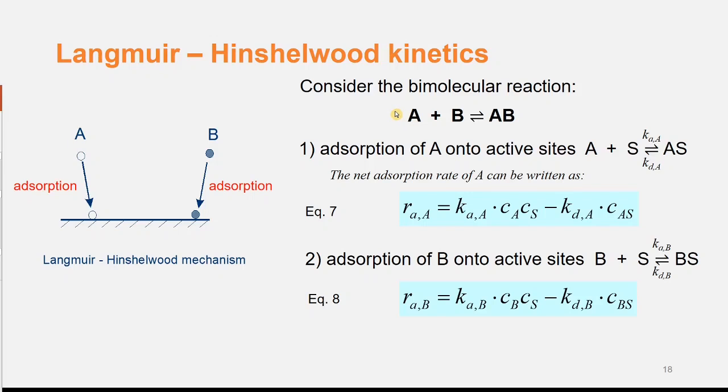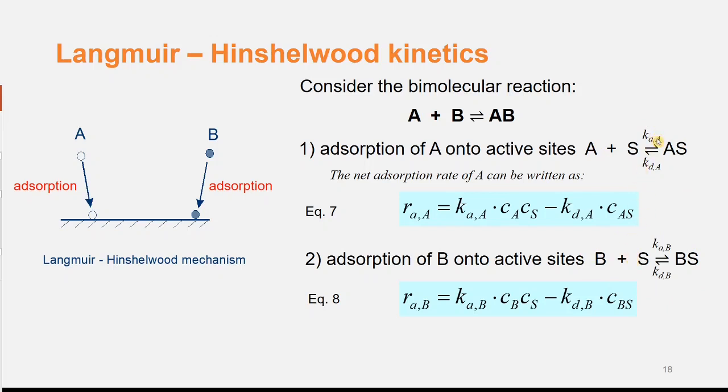Let's start with a simple bimolecular reaction. A plus B goes to AB reversibly. The first step is for the reactants A and B to get adsorbed onto the catalyst surface. These reactions describe the reversible adsorption and desorption of A and B.